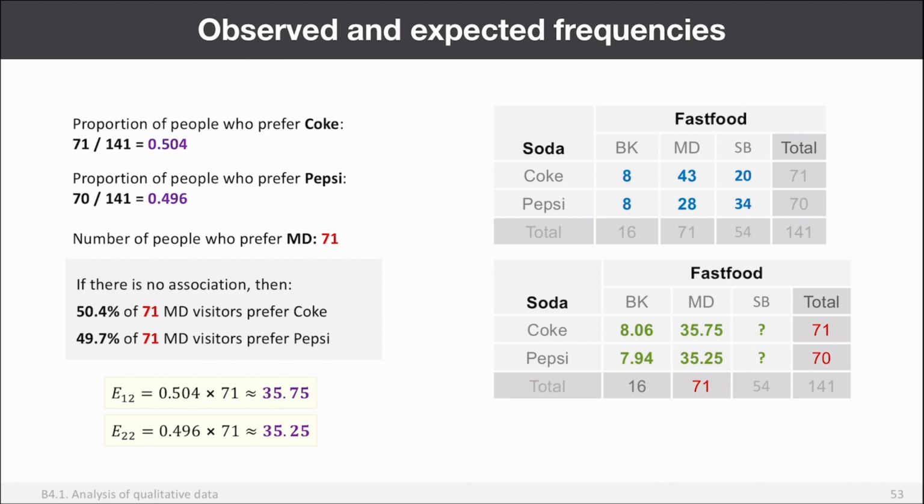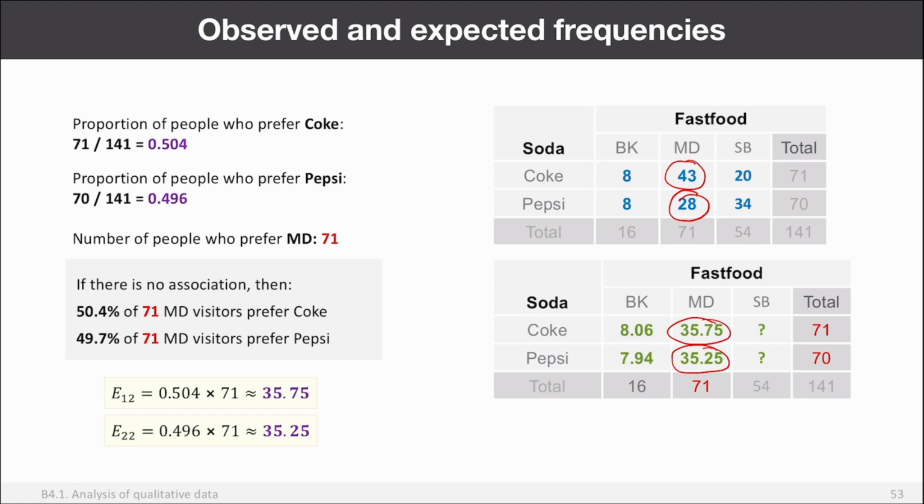And now you can see the difference is quite big. Here we observe 43, although we expect 35.75. Here we observe 28, although we expect 35.25. So now the difference, at least the visual difference, is quite large. Is it large enough to assume that there is association?